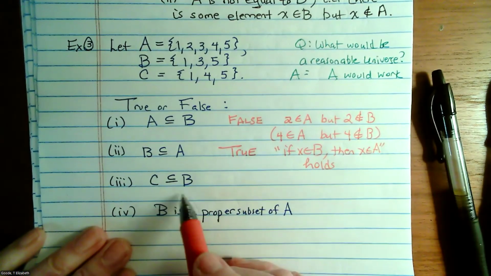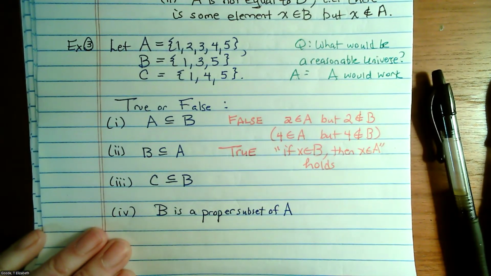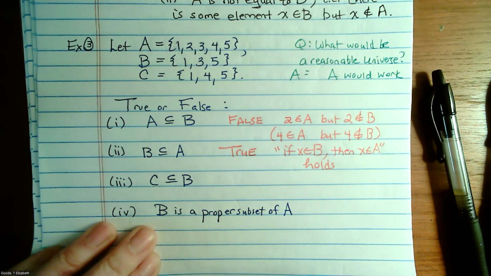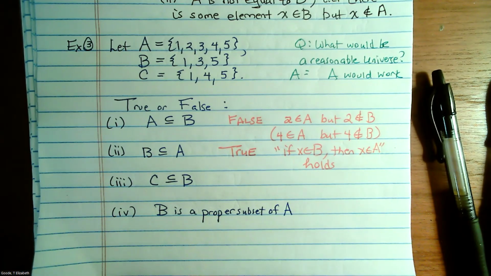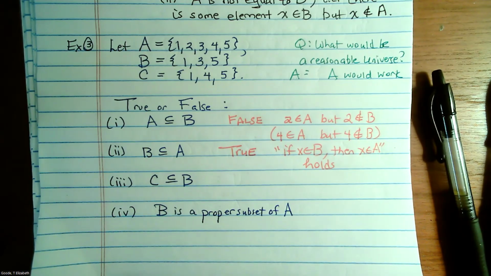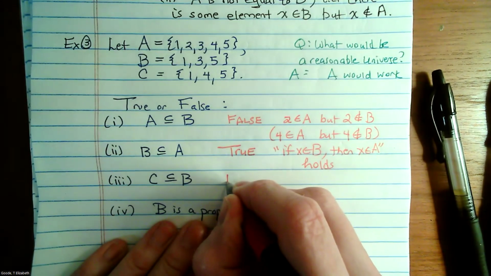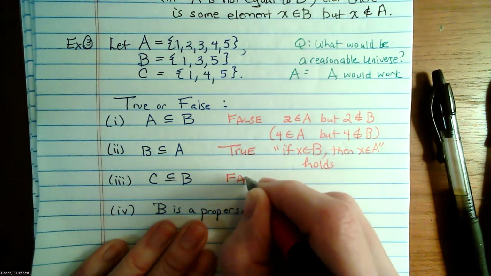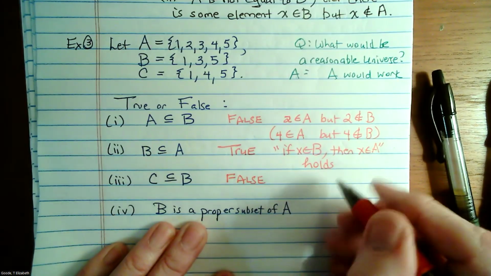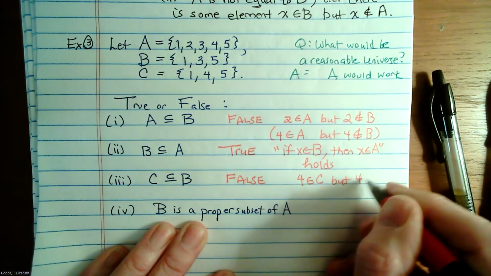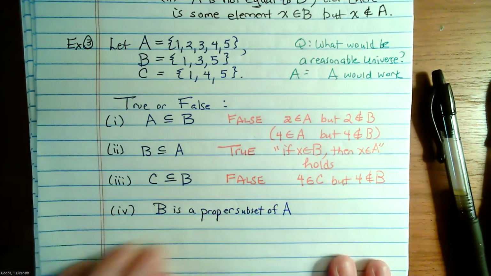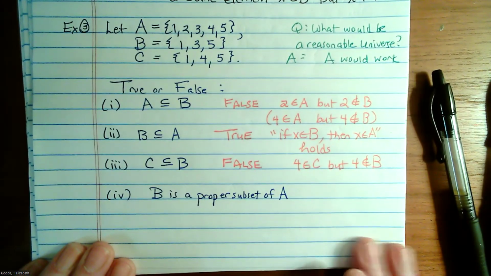What about C is a subset of B? Is C a subset of B? Good. Ronnie says false, and that's certainly false because 4 is an element of C, but 4 is not an element of B.